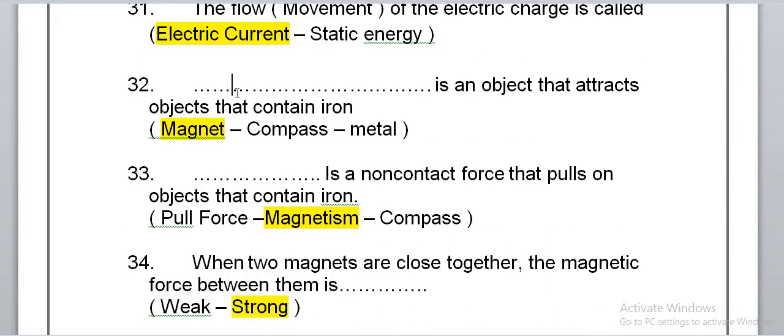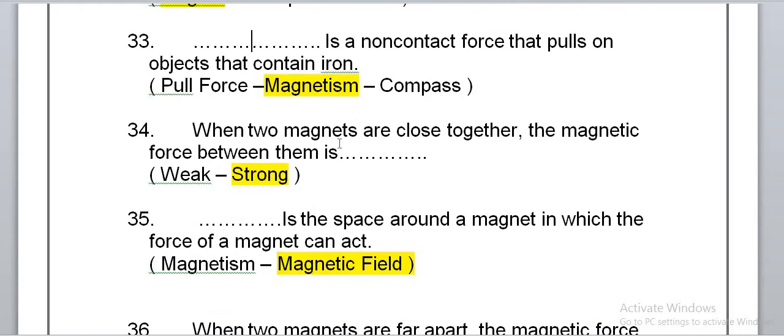What is a magnet and what is magnetism? A magnet is the object that attracts metals, and magnetism is the force that pulls the metals. The magnet has two poles, the north and south. When the magnet is beside the object, or the distance is close, the force will be very strong. When the magnet is far away from the object, the force will be very weak. So here is the magnet, the object that attracts metals, and here is magnetism, because it's a non-contact force.